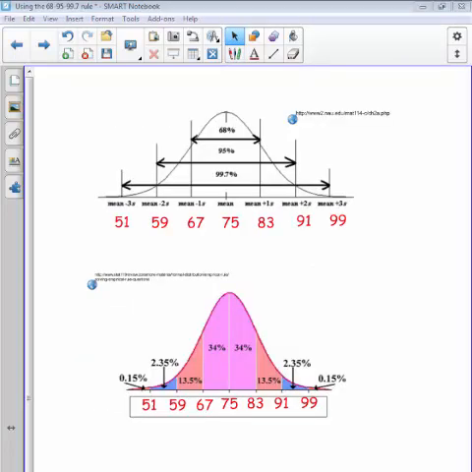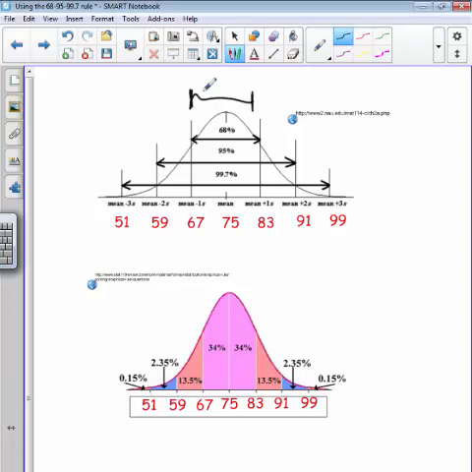What you see in the next picture is an even further breakdown of the 68, 95, 99.7 rule. In our 68, that means from here to here, 68% of the data occurs. Well, if I only take half of that, this would be half of 68%, which is 34%. If I look between the mean and 1 standard deviation above, that's 34% of the data. Likewise, between the mean and 1 standard deviation below, I have 34% of the data.